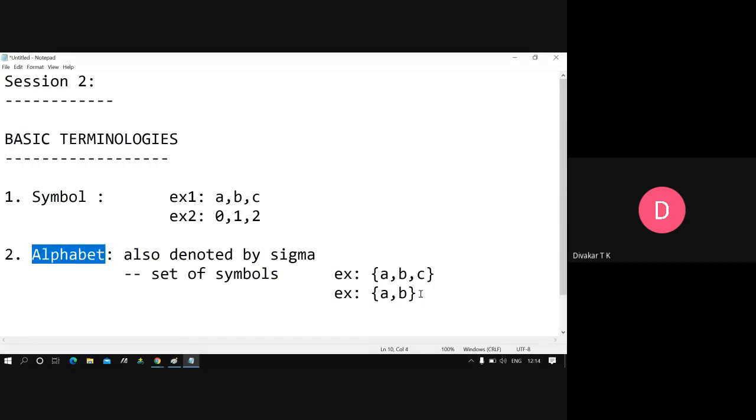Now, can anyone tell me an example of an alphabet using the numbers 0, 1, 2, 3? One more example, is it possible? Unmute and tell me, someone.